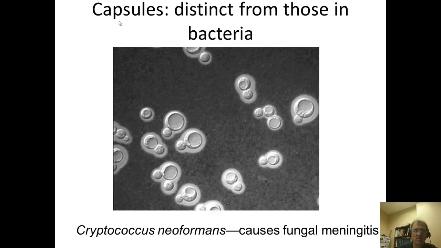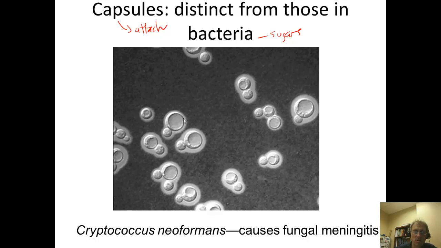We recall that capsules helped in the process of attachment and help the cell to be protected from things out in the environment. And we recall that the capsule, the glycocalyx of bacteria, was made of sugars. And these are made out of sugars as well, but biochemically they're very unique, very different from those in bacteria, even though they're made of these same building blocks of sugars.